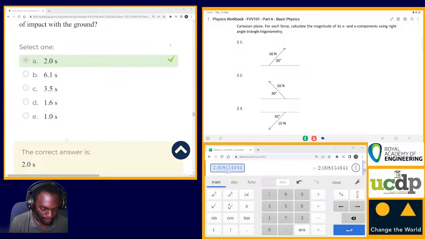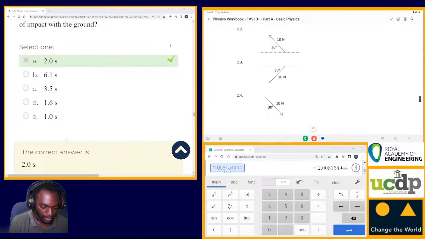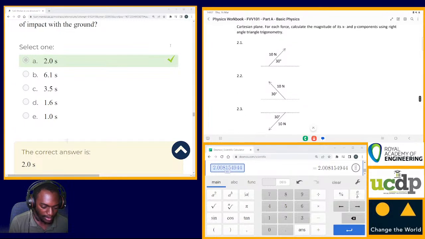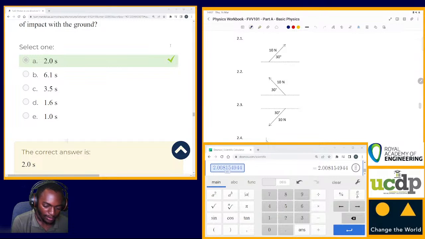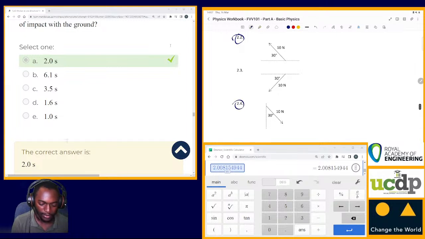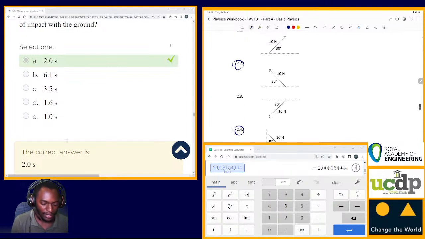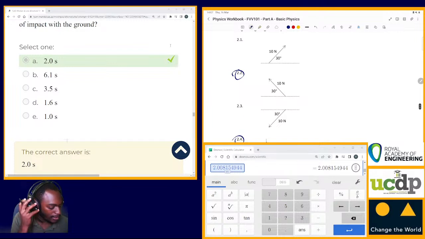Alright, so in this case I'll just select 2.2. I'm just selecting randomly 2.2 and 2.4. Those are the ones that we're going to tackle. And if you just understand these two examples, then resolving shouldn't be a challenge. Okay, so let's do this.